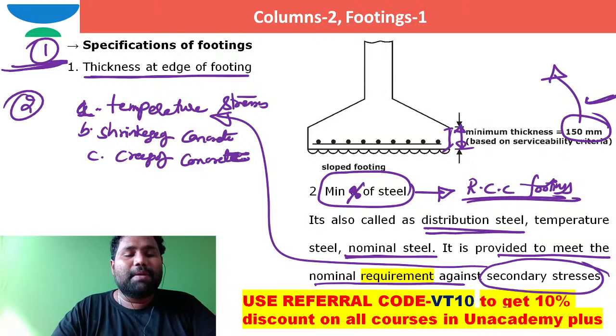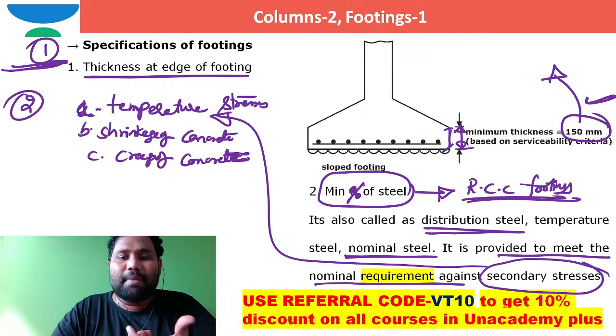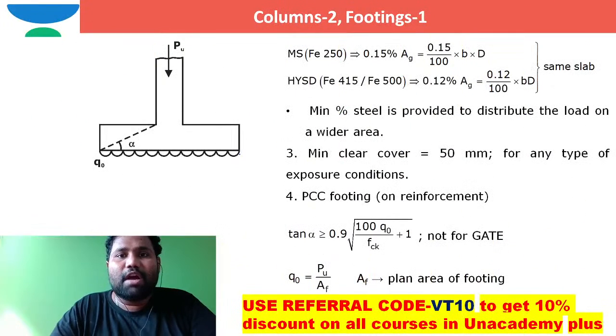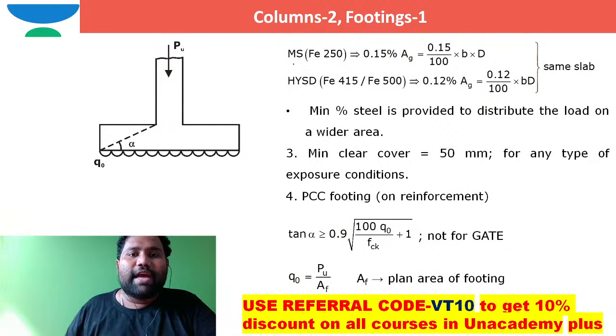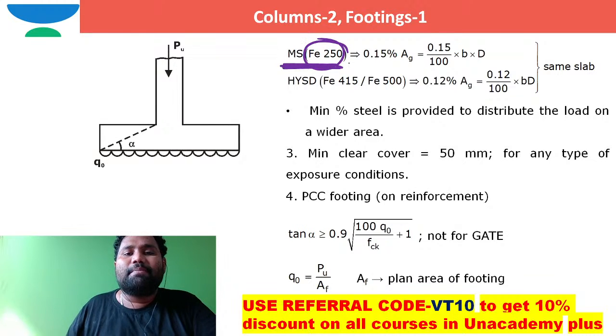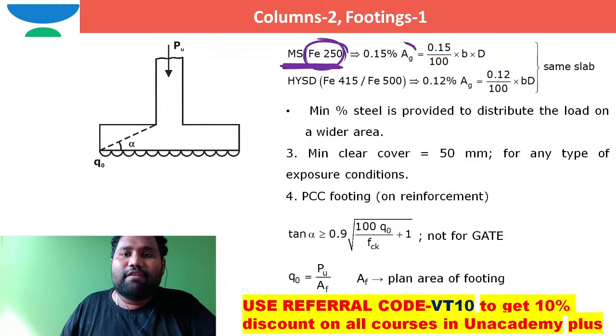Now some people will come and say, sir, this is fine, but what is the minimum percentage of steel generally I need to use to take care of the secondary stresses? Some minimum percentage should be used. So coming to that minimum percentage, if it is mild steel of grade 250, the minimum nominal reinforcement that I need to use is 0.15 percent of gross cross-section area.